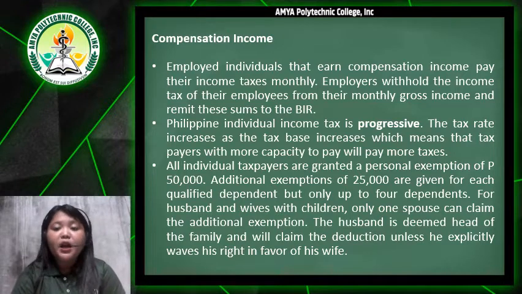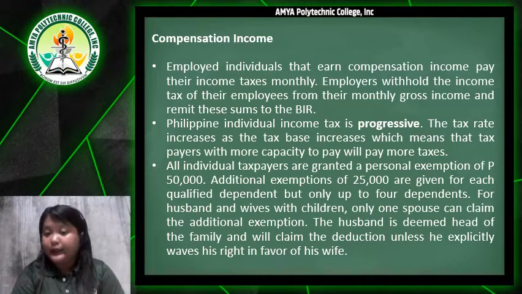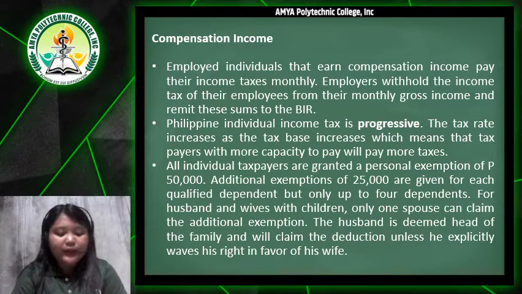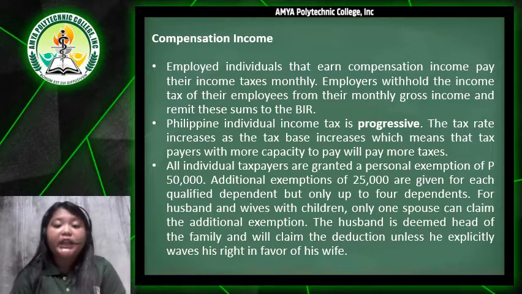Next, all individual taxpayers are granted a personal exemption of 50,000 pesos and then additional exemptions of 25,000 pesos are given for each qualified dependent, but only up to 4 dependents. So for husbands and wives with children, only one spouse can claim the additional exemption. So the husband is deemed head of the family and will claim the deduction unless he explicitly waives his right in favor of his wife.